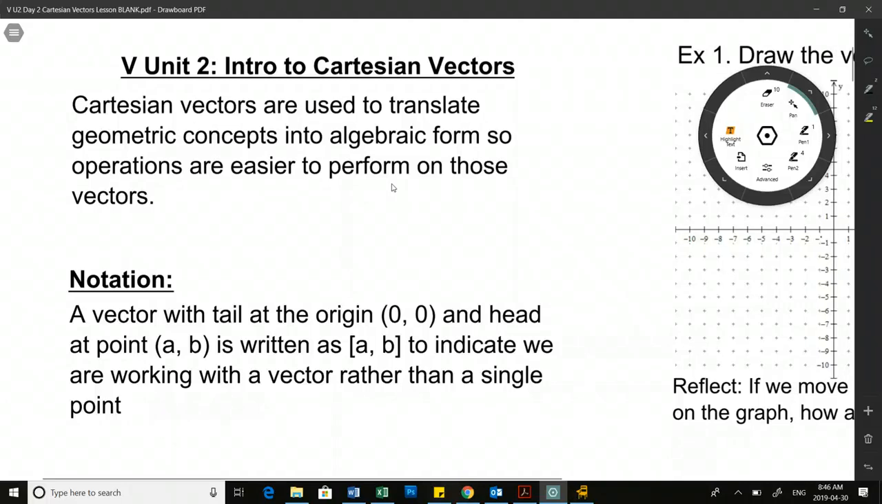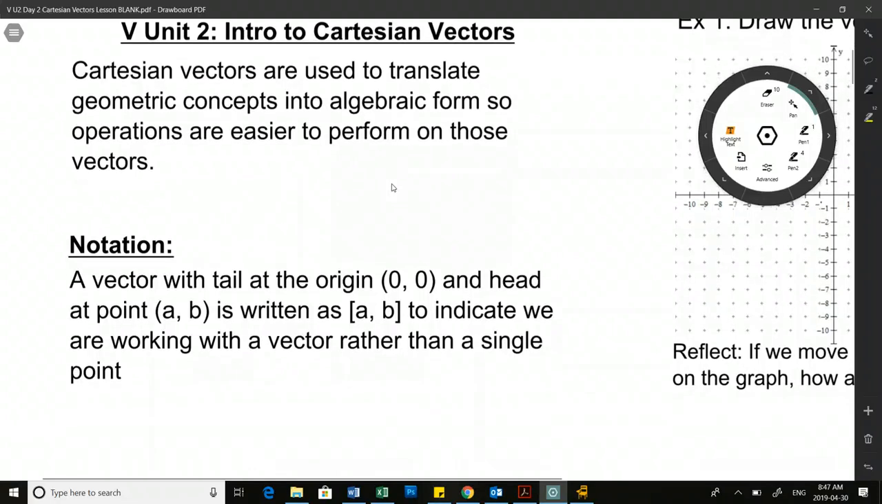Okay, so we are going to discuss Cartesian vectors today. As you know, I explained yesterday that these translate our geometric concepts from our first vectors unit into how we can express vectors on a Cartesian plane. They're sometimes also called algebraic vectors. This helps us do different operations with vectors that we wouldn't necessarily be able to do if they were expressed geometrically. You'll see a bunch of different applications of these types of algebraic vectors.